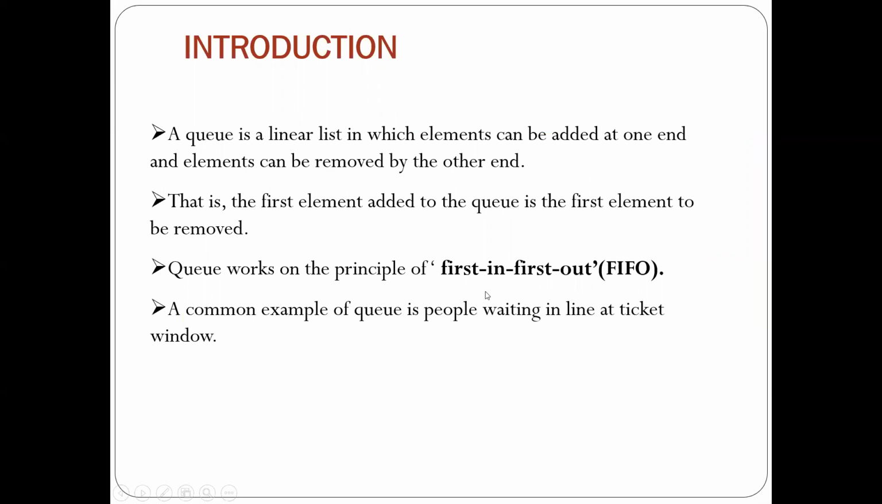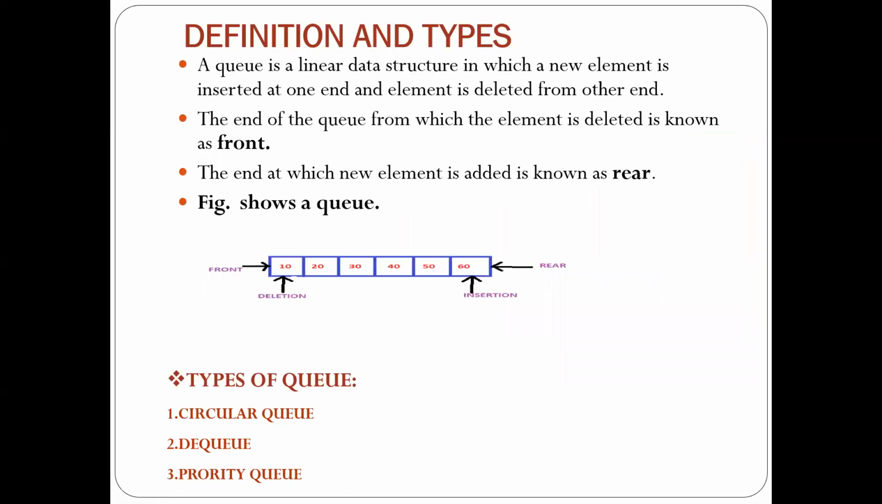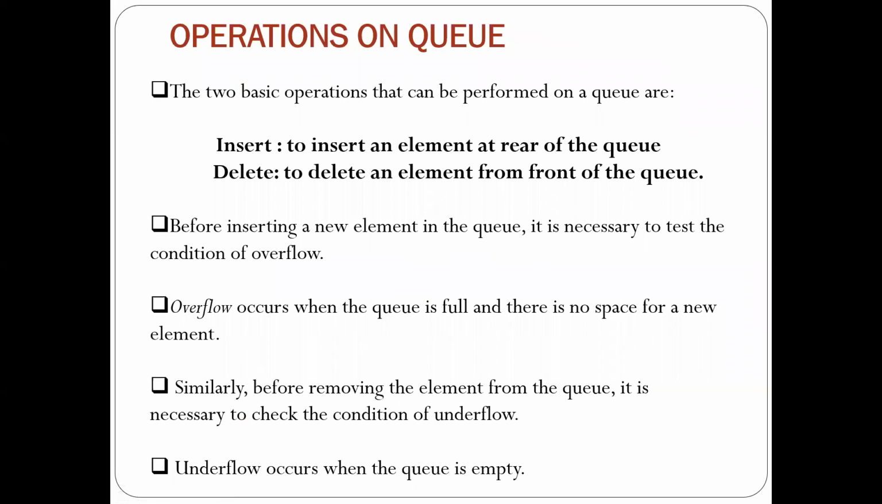In the stack, only one end is present, but in the queue, as it is first in, first out, two ends are present. One end we call the front end, and the other end we call the rear end. Always remember, the rear end is used for insertion, and the front end is used for deletion. The types of queues are circular queue, D queue, and priority queue. So insertion is always from the rear end, and deletion is always from the front end.